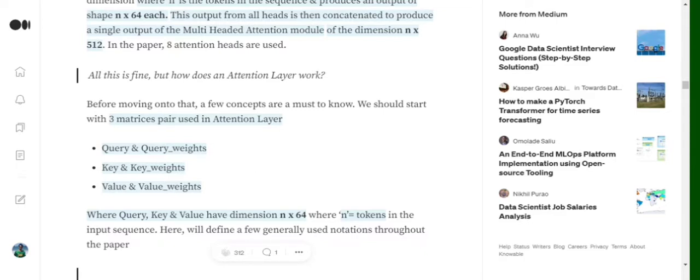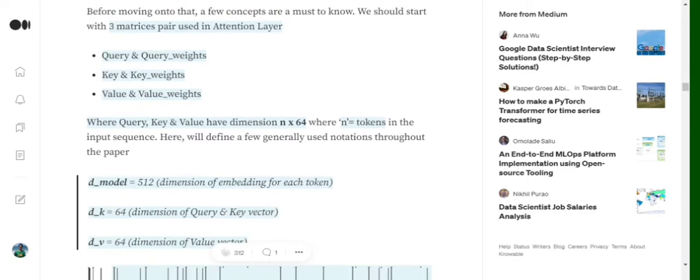Once we have got the input of n cross 64 for each attention head, in the attention layer we have three major concepts, that is query, key, and value. These are three entities that we are declaring: query and query weights, key and key weights, and value and value weights. Query, key, and value have dimensions n cross 64, similar to the token embedding segment that goes inside the attention head.